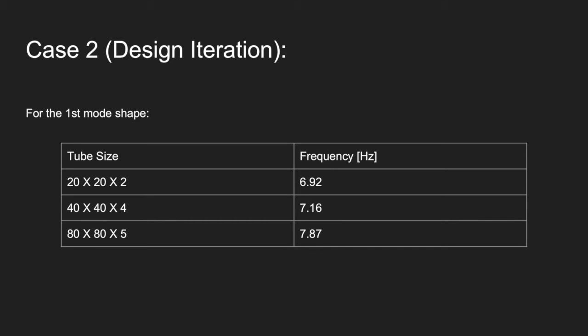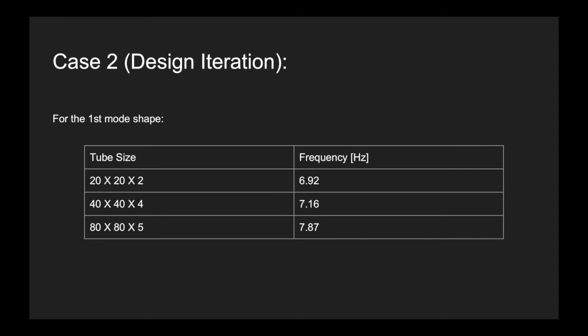We iterated the design by changing the tube sizes and comparing the results. The tube sizes were changed to 20 by 20 by 2, which resulted in 6.92 Hz, 40 by 40 by 4, which resulted in 7.16 Hz, and 80 by 80 by 5, which resulted in 7.87 Hz. Since a light earthquake generates around 1 Hz, we found that the bigger tube sizes are safer because they raise our natural frequency and deviate from the chance of creating a resonance frequency between the jib and the earthquake.